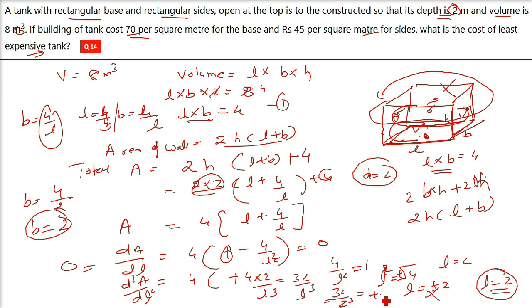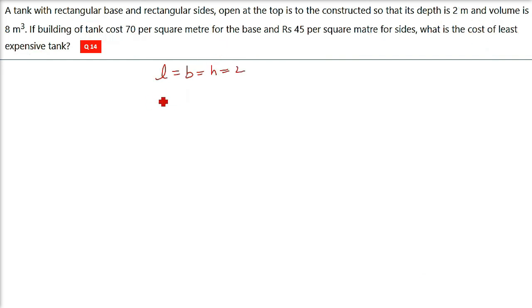Don't worry about the values, only worry about the sign whenever you are doing the double differentiation in maxima and minima. So now we have already got the dimensions. We have seen that you are going to get the least expensive tank. But what will be the cost? Cost has to be computed. So length is 2, breadth is 2, height is 2, and all these 2 we are going to employ these values in order to find out the cost of making this tank.